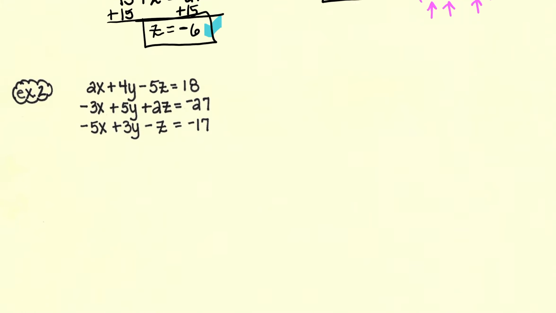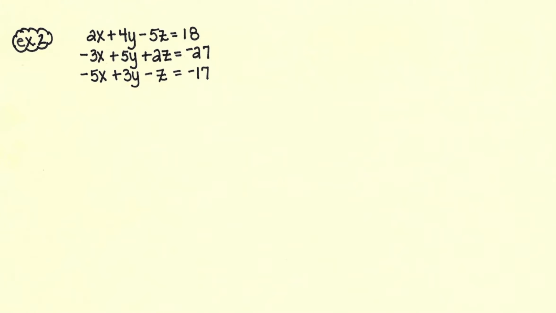Okay, let's take a look at our second problem. Once again, you must choose a variable to eliminate. It is completely your choice, whichever one you choose. I think that I'm going to eliminate the z's this time. I'm going to take the bottom two equations and eliminate z.